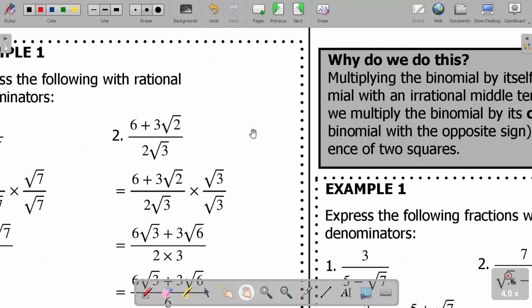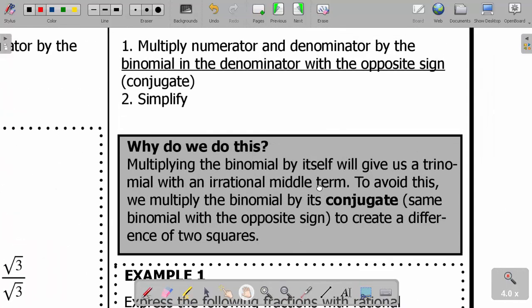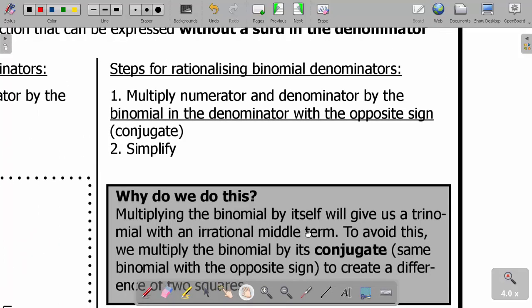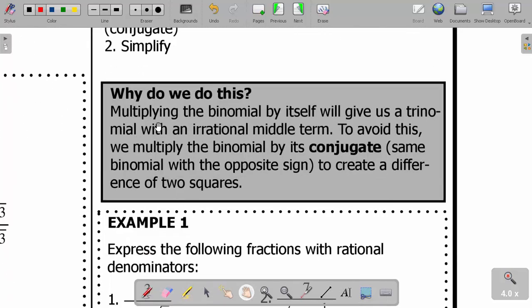That is how we rationalize a monomial. Now sometimes if we want to do binomial denominators, we multiply the numerator and the denominator by the binomial in the denominator, but with the opposite sign, which we call the conjugate, and then simplify. Why do we do this anyway?